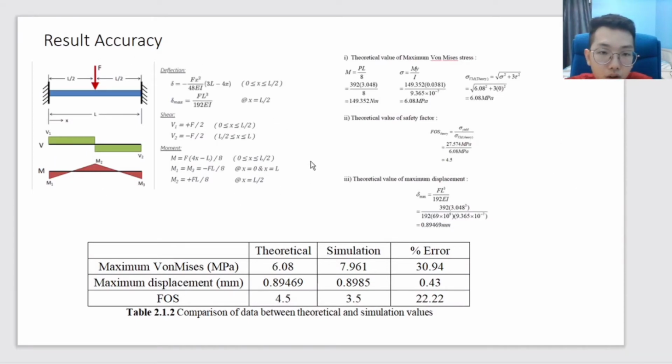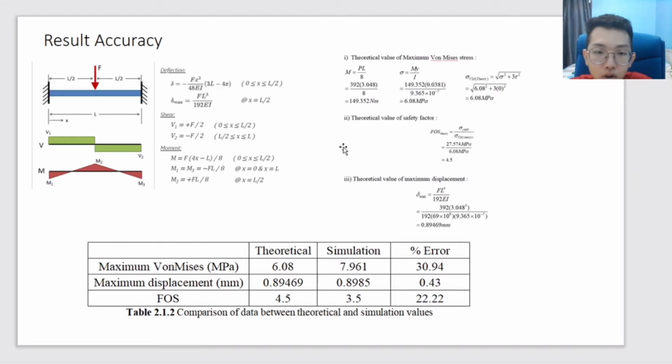So these are the calculation, the formulas and also the diagram for the beam with both fixed ends. This is the tabulation of the calculation and the simulation result. We can see that for the maximum von Mises stress, there is around 30% error. However, for the maximum displacement, it gives a very accurate result. The reason for the difference in maximum von Mises stress is in the calculation.